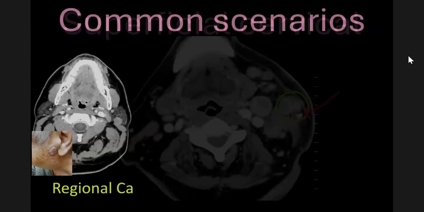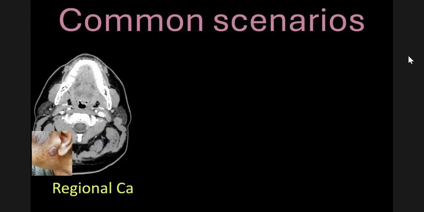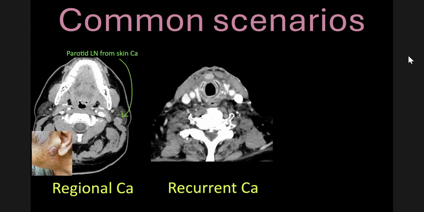Then what are the common scenarios? I've been talking about that a little bit. What are the common scenarios where we can see other lymph node enlargement? So regional cancers can lead to lymphadenopathy in these smaller nodes. So parotid lymph node cancer, lymphadenopathy from skin cancer. They can be seen in recurrent cancers.